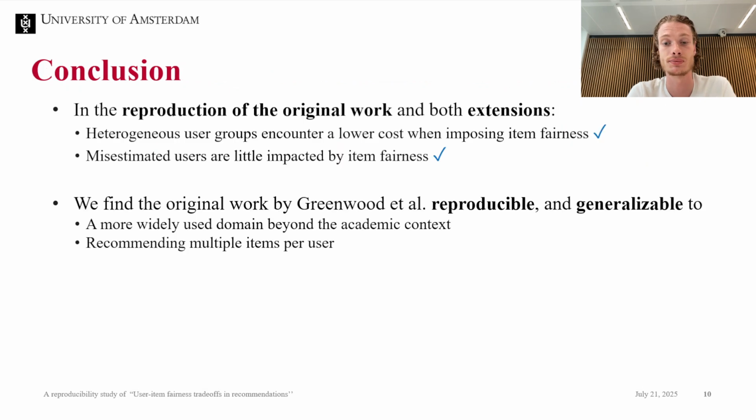So in conclusion, in the reproduction of the original work and both extensions, we observed heterogeneous user groups encounter a lower cost when imposing item fairness constraints compared to more homogeneous user groups. And secondly, misestimated users are little impacted by item fairness constraints. Both these observations are in line with the empirical claims and conclusions of the original work, and we therefore conclude that the original work is reproducible and generalizable to a more widely used domain beyond the academic context and recommending multiple items per user.